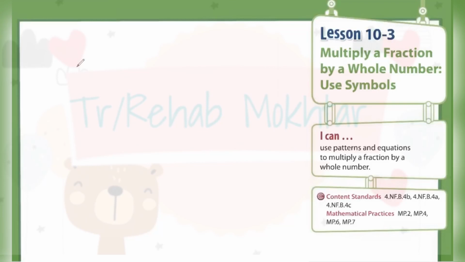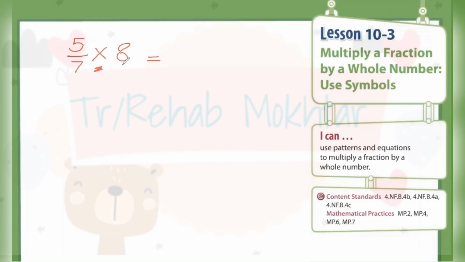Our lesson for today, 10.3: multiply a fraction by a whole number. Use symbols. As we said before, a fraction is a part out of a whole, like 5 out of 7. In multiplication we use "multiply by" or "times" a whole number like 8. How can I multiply a fraction by a whole number? I will multiply numerator by numerator and denominator by denominator.